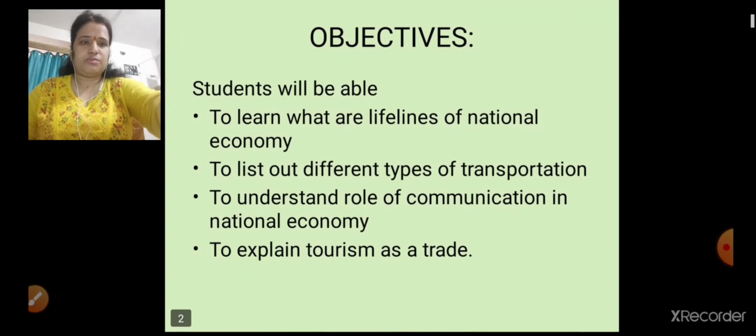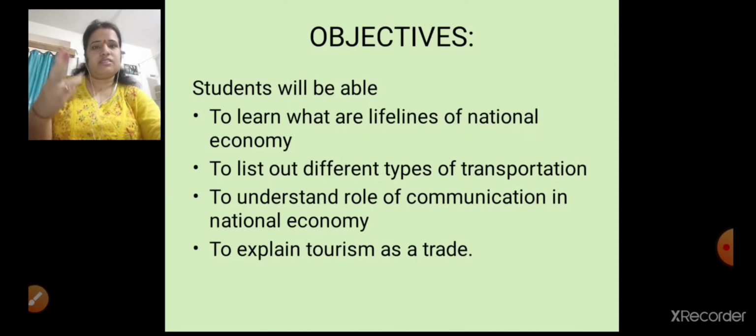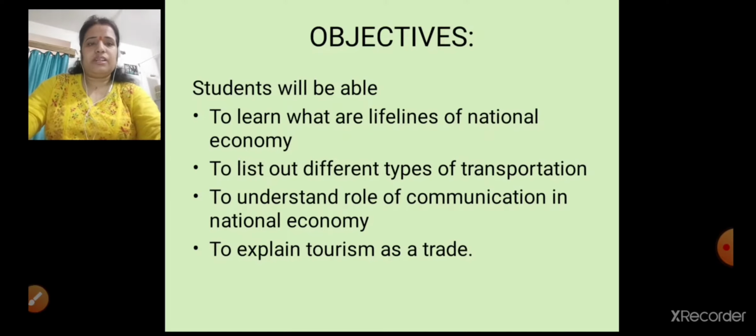So the important objectives that we will cover in the chapter are: first, you will understand what is national economy. Then we will list out the different means and types of transportation. This you already have done in class 8th or in junior classes, right? Means of transportation like roadways, waterways, airways. Then to understand the role of communication in national economy.